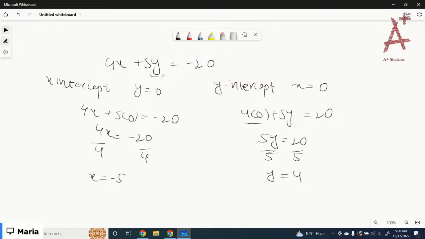Got it? So you have two of the points. They are negative 5 and 0, and then 0 and negative 4. So just plot these 2 points on the graph and you'll get the equation. Got it? 1, 2, 3, 4, and 5. Here you have negative 5, 0. Here you have 1, 2, 3, 4. Got it? So just connect these 2 points and make the line. Got it? That would be the graph of the given equation.